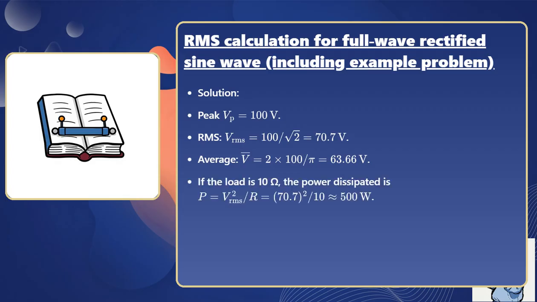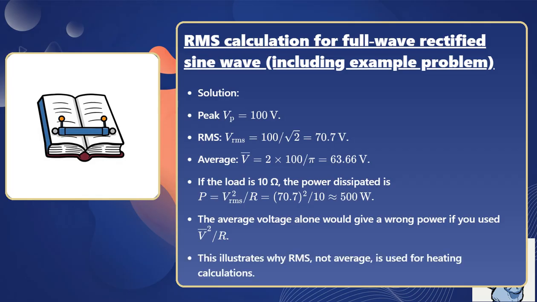If the load is 10 ohms, the power dissipated is P equals V sub RMS squared over R, equals 70.7 squared divided by 10, approximately 500 watts. The average voltage alone would give a wrong power if you used V bar squared over R. This illustrates why RMS, not average, is used for heating calculations.